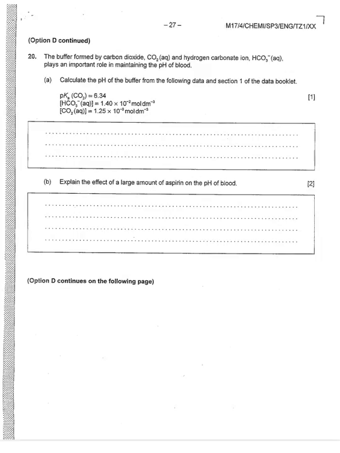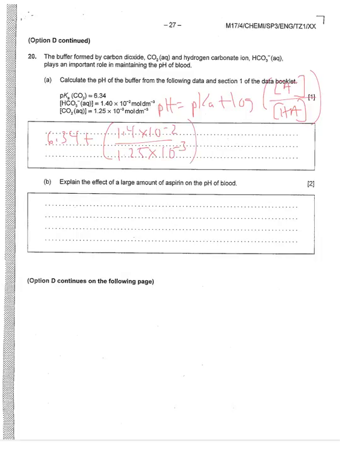Number 20, the buffer formed by CO2 and hydrogen carbonate plays an important role in maintaining the pH of blood. So you want to calculate the pH of the buffer. And if you look in the booklet, they give you the equation that the pH equals the pKa plus the log of your concentration of A minus over HA. So the values are all here. You just have to plug and chug with this. So that means I'm looking at 6.34 plus the log of 1.4 times 10 to the minus second over 1.25 times 10 to the minus third. And even though we didn't spend much time on this in class, this really wasn't a difficult one to plug into and get a pH of 7.39.